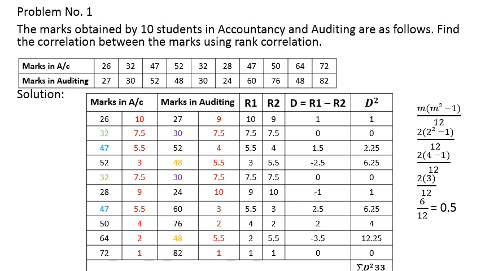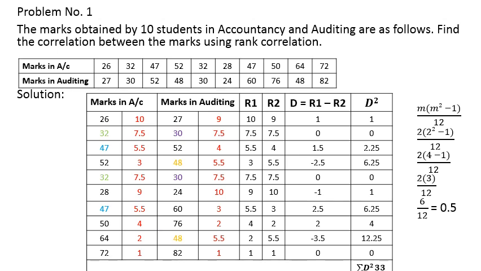Now you find out D square. 1 square 1, 0 square 0, 1.5 into 1.5, 2.25, minus 2.5 into minus 2.5, 6.25, 0 square 0, minus 1 square 1, 2.5 square 6.25, 2 square 4, minus 3.5 square 12.25, 0 square 0. Now you add up these d square values, you get the sigma d square 33.